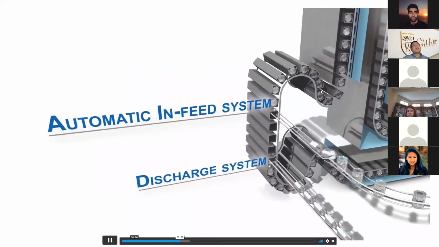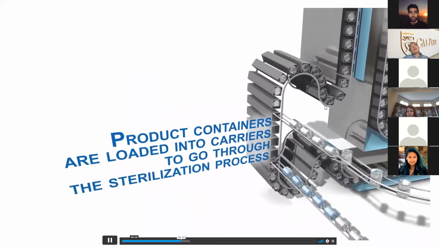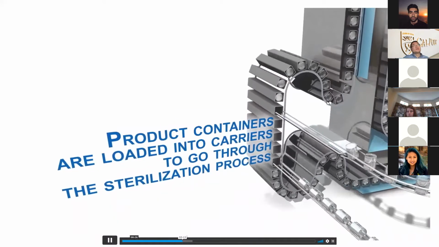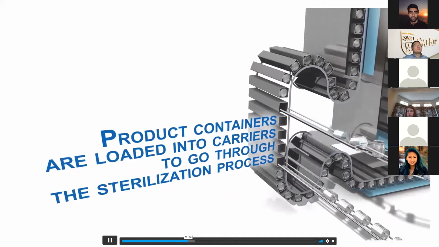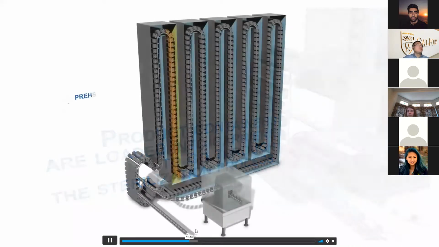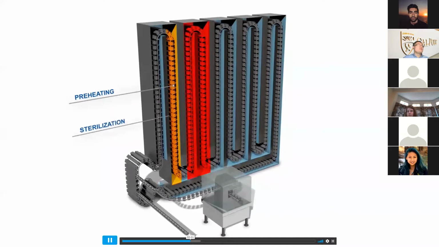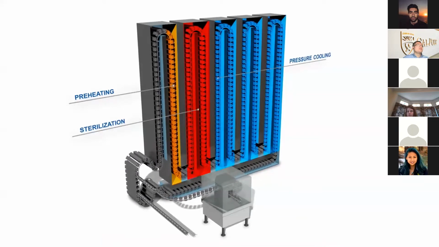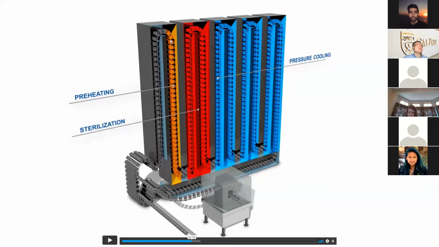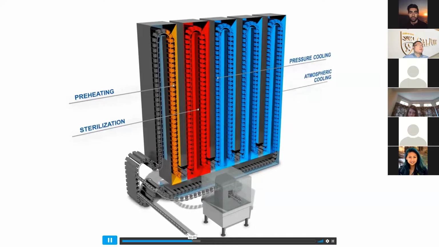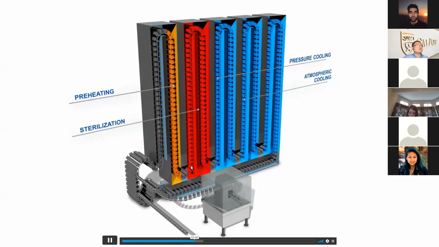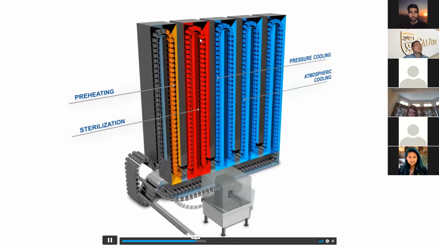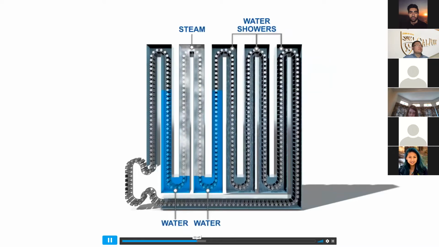And each can has a fixer to make sure it's not moving inside the system. Okay, and once it's fed into the system, we have several different regions, right? The first one is called preheating. In this part, it's actually filled with water, and so we use water to heat them up. And once it's heated up in the sterilization system, the temperature is already brought up to the standard temperature.